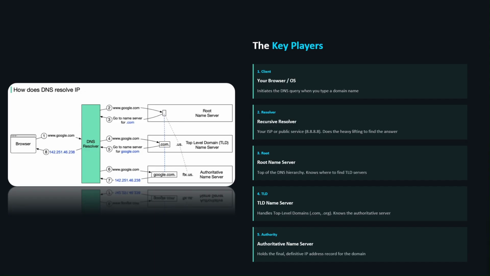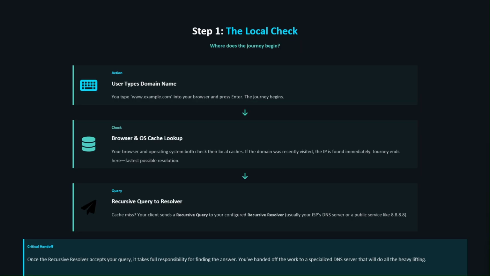The journey begins the moment you type a domain name, say www.skillstaircase.com, and you hit enter. The very first thing your computer does is a local check. Your browser and your operating system both maintain a small local cache of recently resolved names. If the answer is found here, the journey ends immediately. It's the fastest possible resolution.